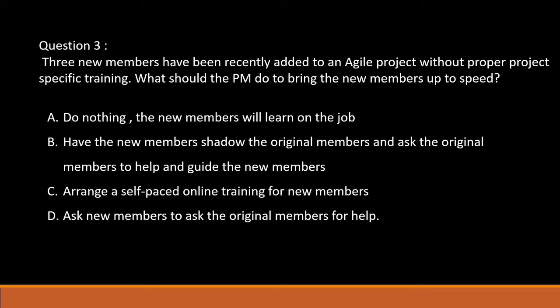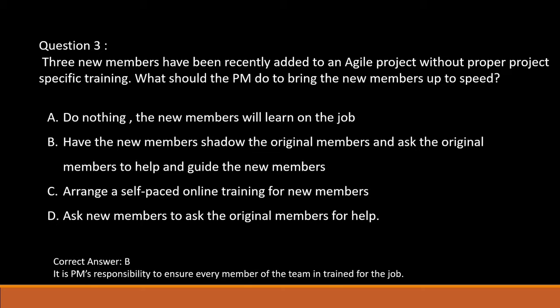Pause the video and try to solve this question. Okay, so the correct answer to this question is option B. Since you are the PM, it's your responsibility to ensure that every member of the team is trained. Since it's an agile project, you might want to allow the new members to shadow the original members. I hope you got it right. Let's go to the next question.